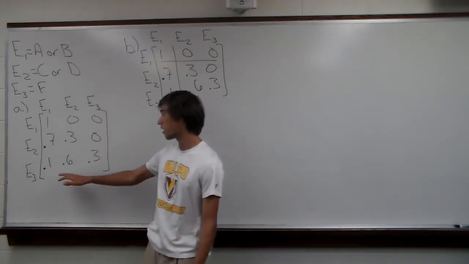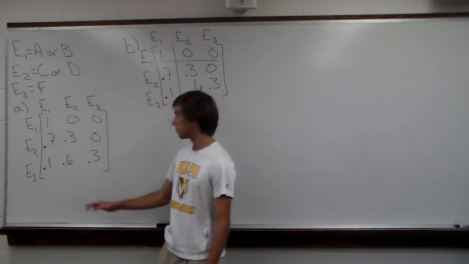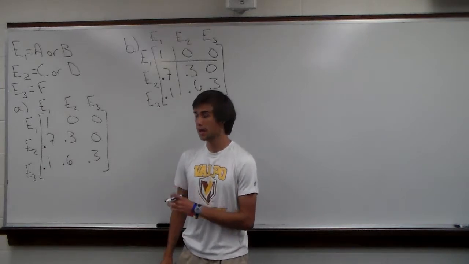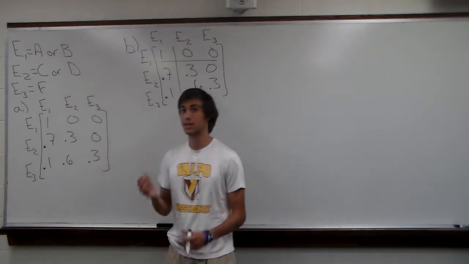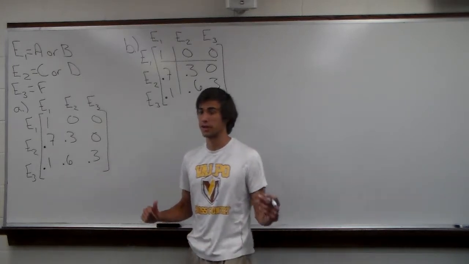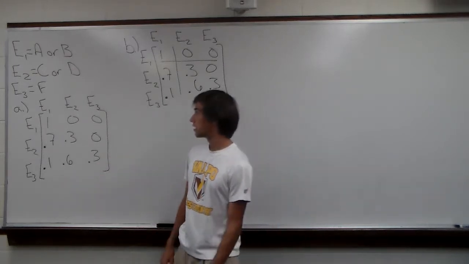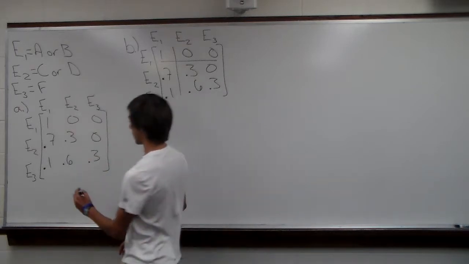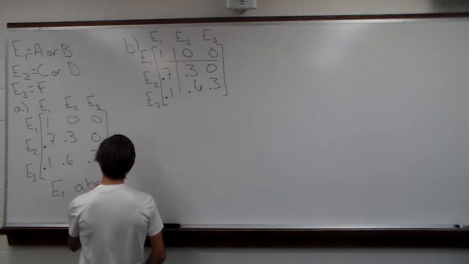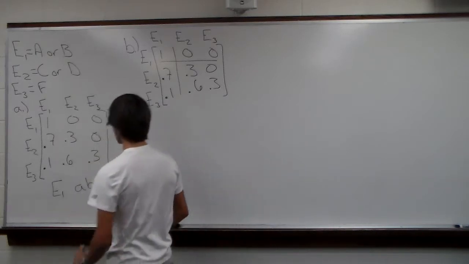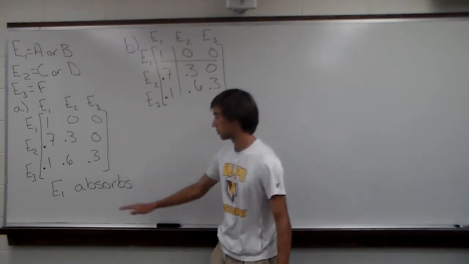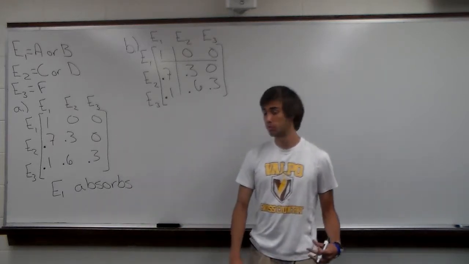And finally, if you start out failing that paper, you have a 10% chance of moving to an A from an F, a 60% chance of getting a C or a D on the next draft, and a 30% chance of still failing on that next draft. What this tells us is that E1 is an absorbing state. So we'll write that E1 absorbs. That's all we need to do for part A: we set up our probability matrix, and we know that E1 is our absorbing state.